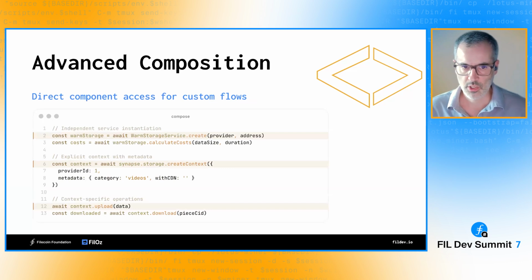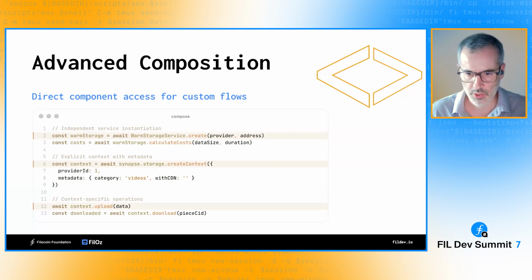For advanced composition, you have direct access to each component. As an example, you can go into the warm storage service, you can instantiate it individually, and you have multiple options to interact with the service. You can also create custom contexts for storage, where you can set up a context with a specific provider.